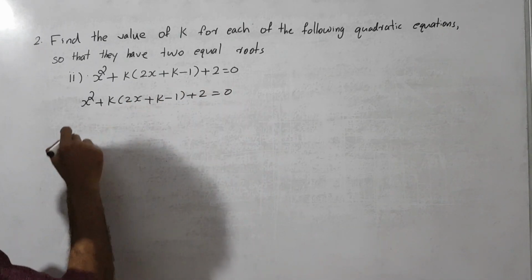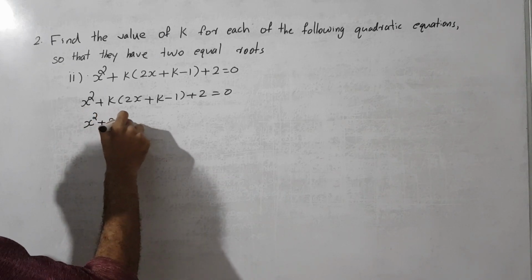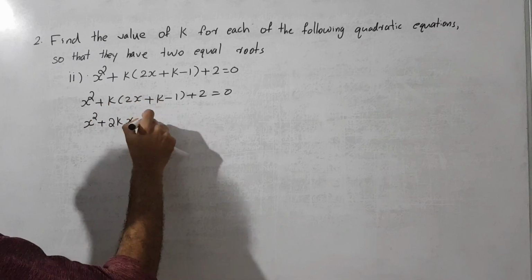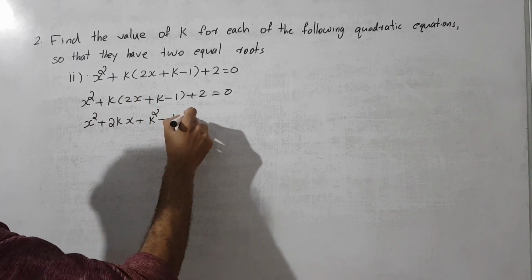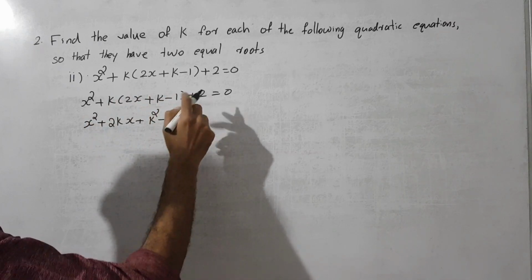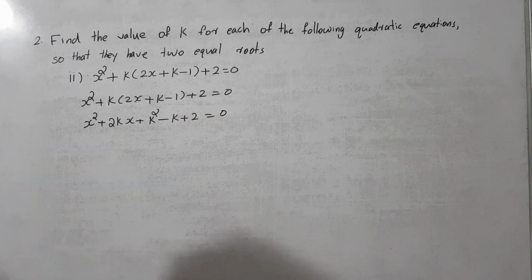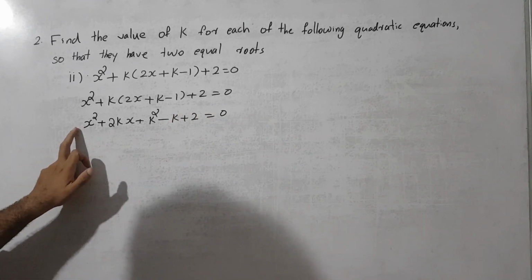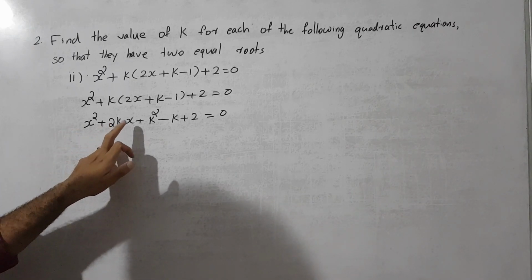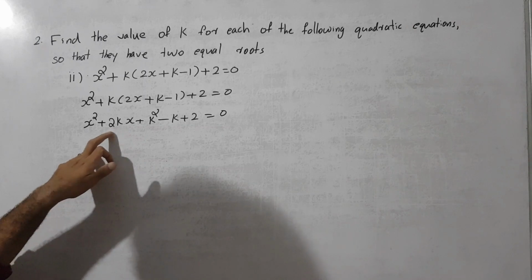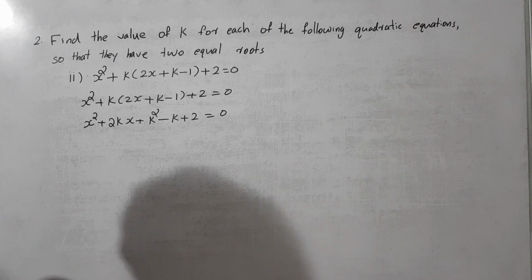First we expand the bracket, then x square plus 2kx plus k square minus k plus minus k plus 2 is equal to 0. Then we know, what is a? a is the coefficient of x square, that one here is 1. What is b? b is the coefficient of x, that one is 2k. What is c? c is a constant, meaning the term not containing the variable.